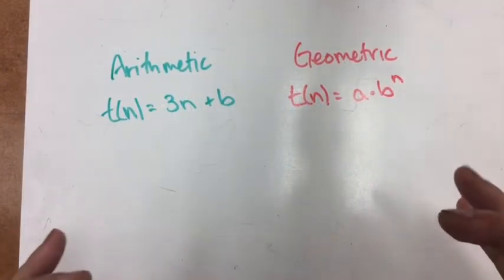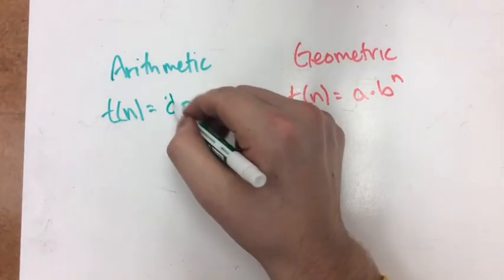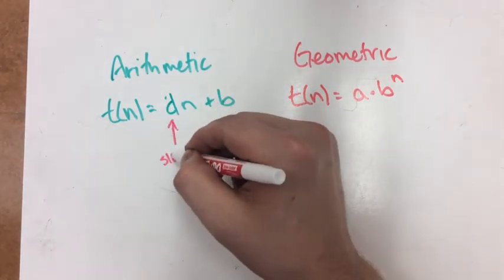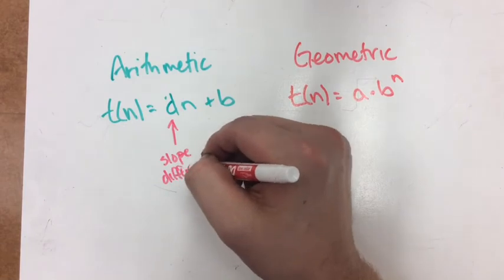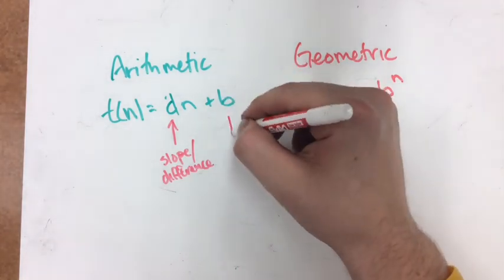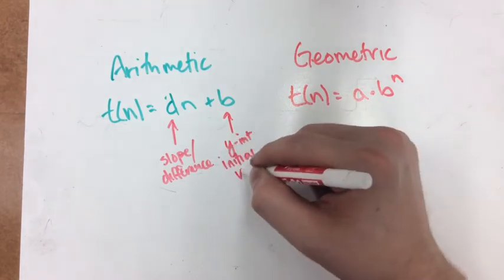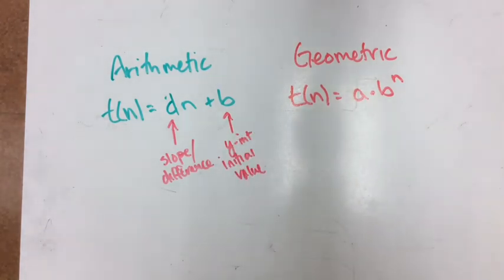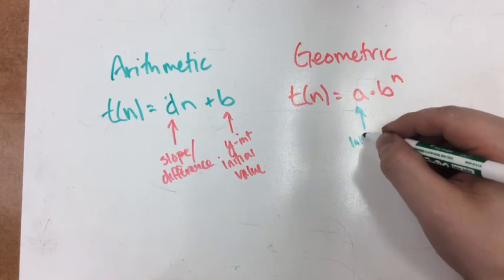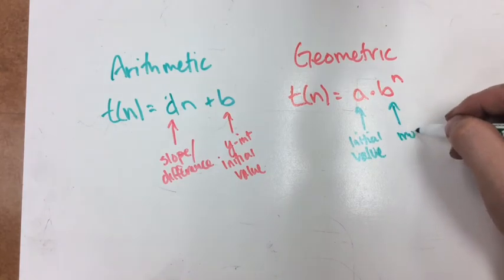Okay, just a quick recap of everything, okay? Arithmetic sequences are suspiciously like linear equations, okay? Where d is our slope or our difference generator, okay? And then the b is our y-intercept or initial value. On the geometric sequences, everything's given to you right here in that this is our initial value. And right here is our multiplier.